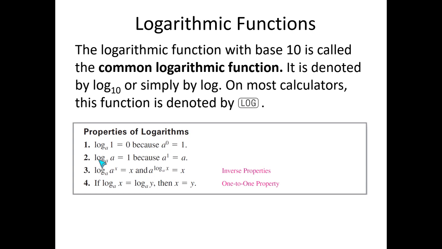In this situation, if you have a log base a and then you have the number a, which are the same, that's always going to be equal to 1. The reason is if we change this to exponential, we get a to the first power is equal to a. The last property is going to be used quite a bit, and this is the one-to-one property. If you have two logs and they have the same base, then we can set x equal to y, and then we're going to be able to solve for the variable.